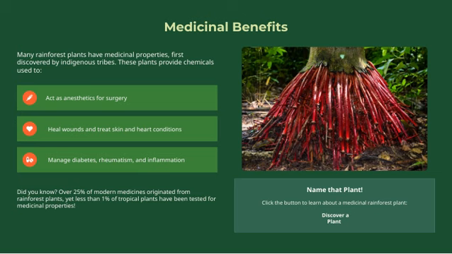And if you're curious about a specific plant's medicinal uses, just click the Discover a Plant button to learn more about that particular rainforest remedy.